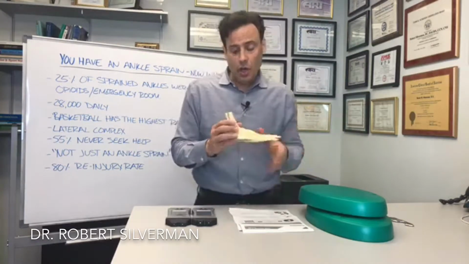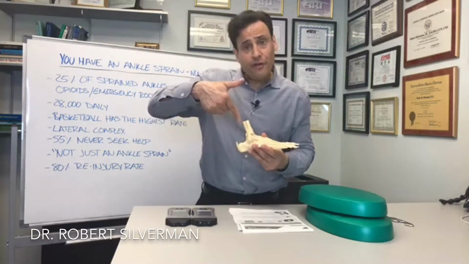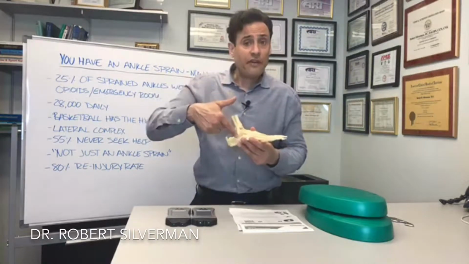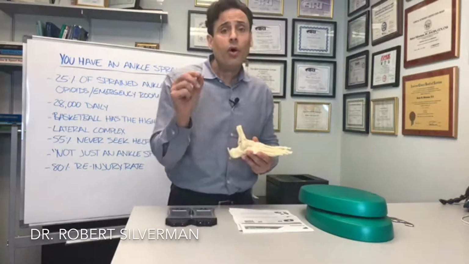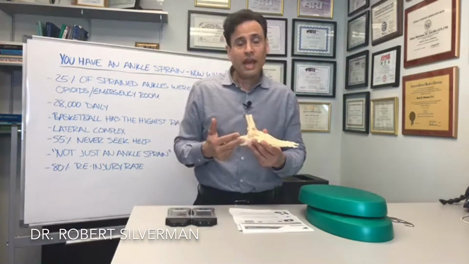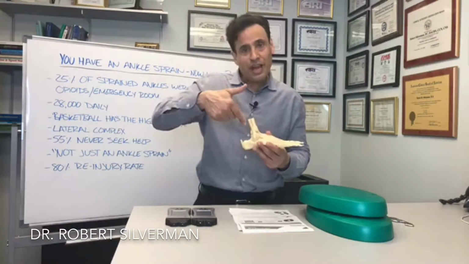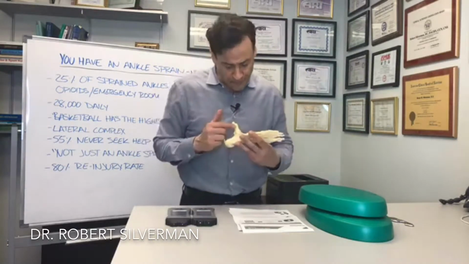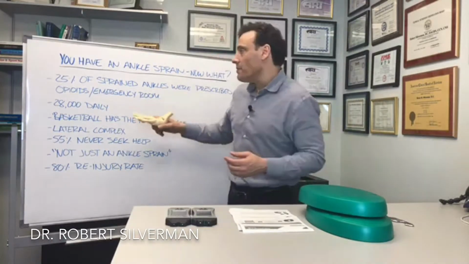In addition, we strain what we call our everters, our peronei up here, or fibularis muscles now. That's a very common overlooked thing when people go in and get assessed. So not only are you looking at the lateral complex, you're also looking at what we call these peroneal muscles, which are your everters.